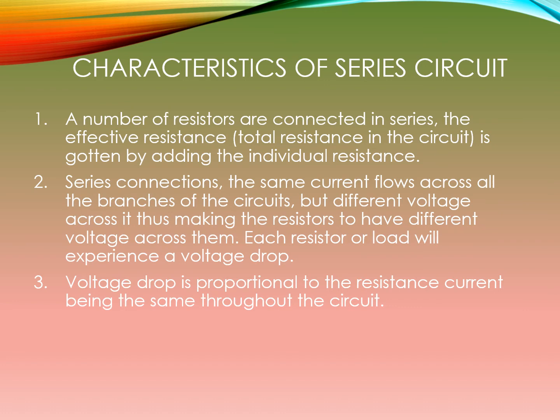What are the characteristics of a series circuit? Number one, a number of resistors are connected in series. The effective resistance, or the total resistance in the circuit, is gotten by adding the individual resistances. Second, in series connections the same current flows across all the branches of the circuit, but with different voltage across each, thus making the resistors have different voltage across them. Each resistor or load will experience a voltage drop. Number three, voltage drop is proportional to the resistance, current being the same throughout the circuit.